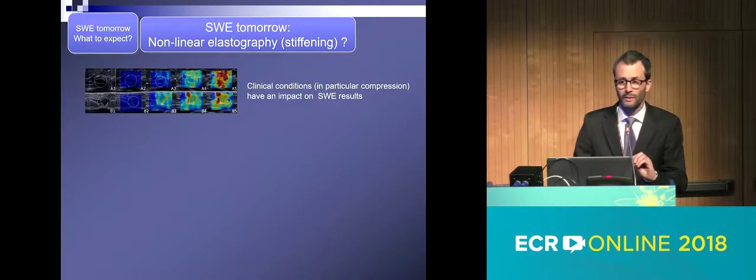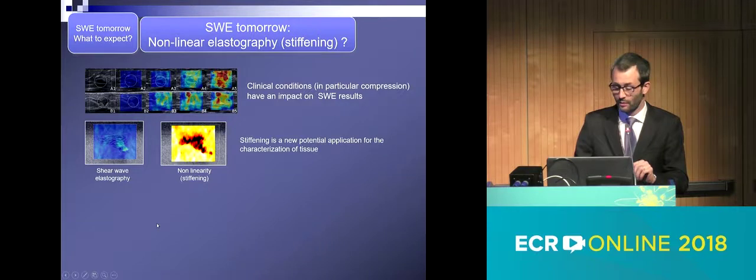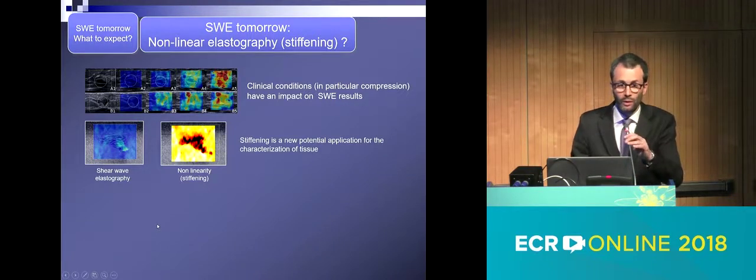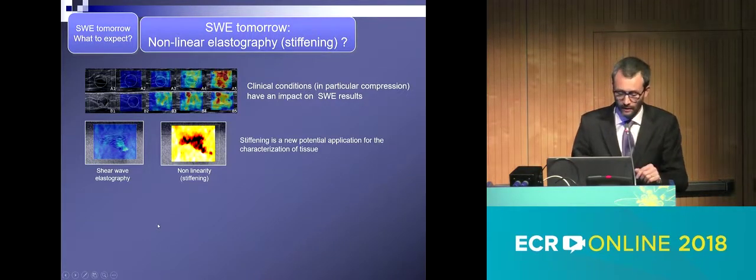On the contrary, I think there are other techniques that probably will develop in the future that will really change things. As I told you, compression has an impact on the quantitative results you obtain. And Jeremy told you that there is a new developing technique, non-linearity, or what he called stiffening, and that allows you to get another quantitative parameter that will give you additional information.